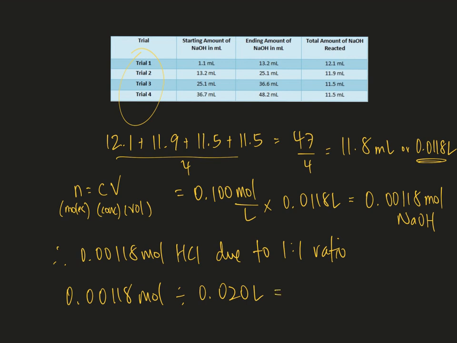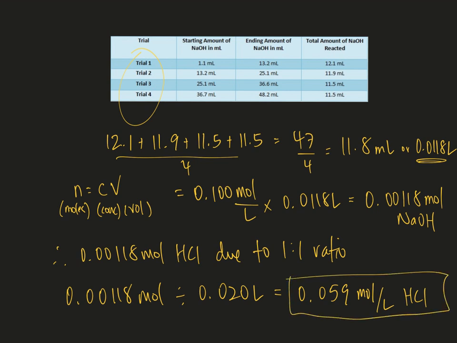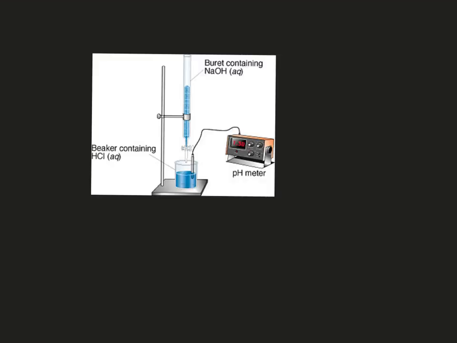This then gives us 0.059 moles per liter of HCl, which was the purpose of our titration. The titration process can also be shown visually in the form of titration curves.